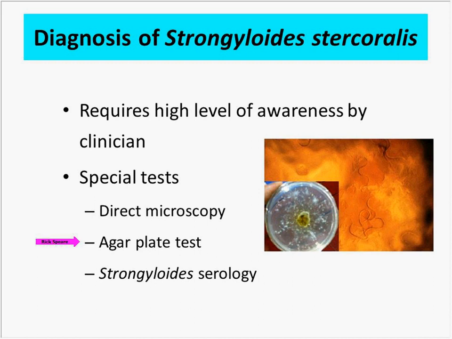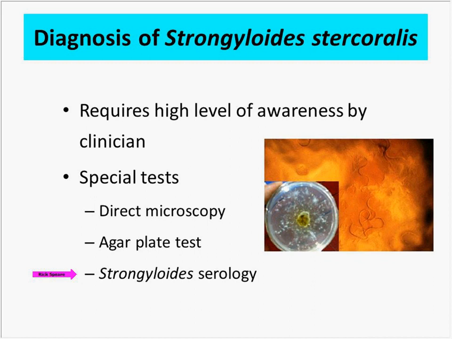For chronic infection, it's hard to see larvae under direct microscopy, so they use a thing called an agar plate test. It's a nutrient-deficient agar, so it hasn't got nutrients in it, and they put feces in the middle of the plate. If there are Strongyloides larvae in there, they feed on the bacteria and migrate out across the plate. As they migrate, they drag bacteria with them, so you can see a line. In the laboratory, they examine that under the scope and identify the larvae of Strongyloides.